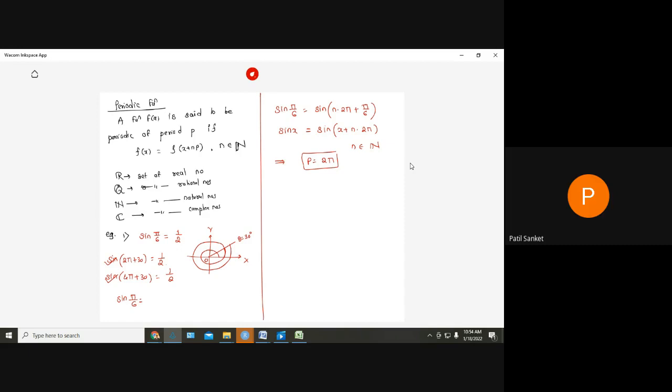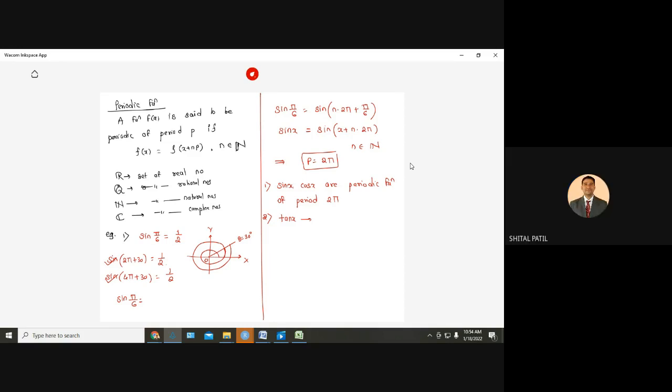Sir, cos x. Yes, cos x, absolutely. Sine x and cos x are periodic functions of period 2 pi. What about tan theta? Is it periodic? Sir, it is not a periodic function.